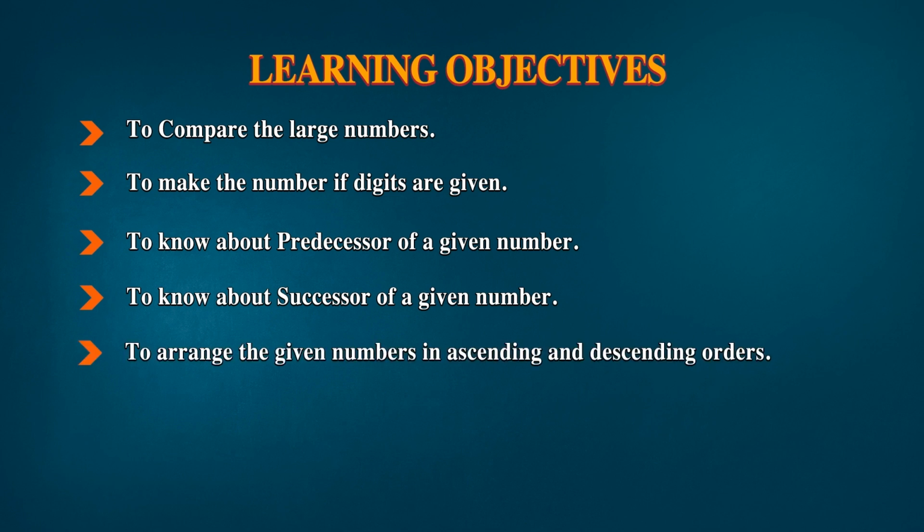To arrange the given numbers in ascending and descending orders means we will arrange the numbers in ascending or descending order if these are given in random order. Indian and international system of numeration.